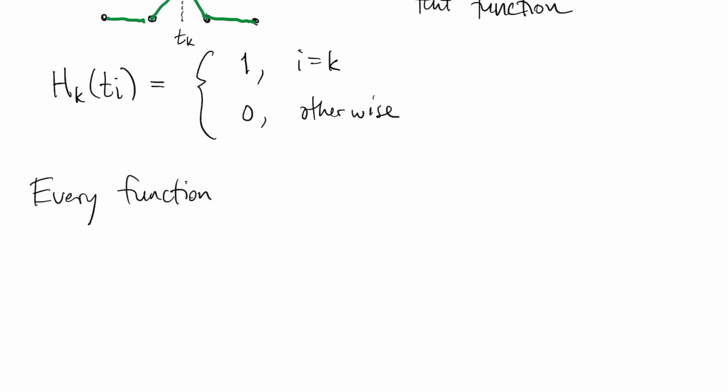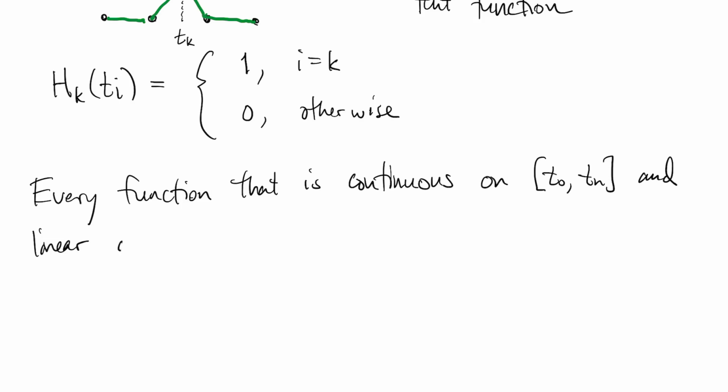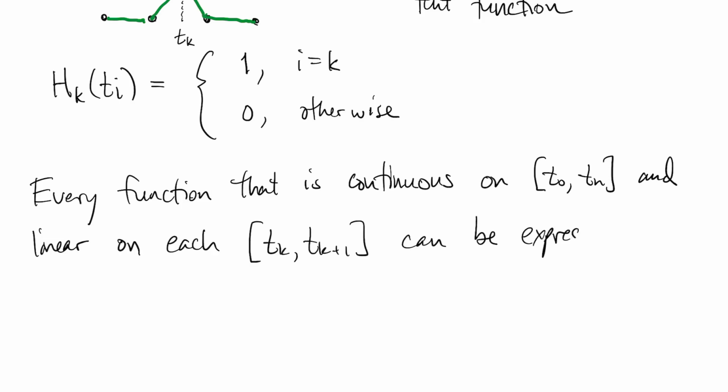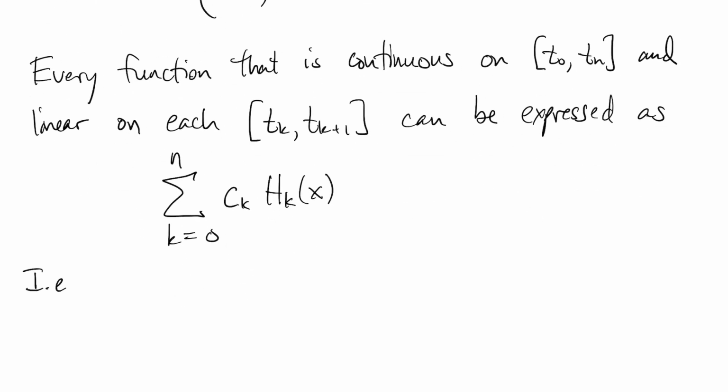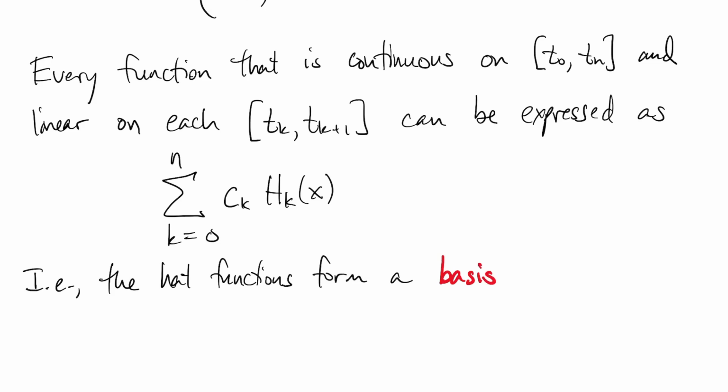It can be shown that any function that is piecewise linear and continuous over the whole interval, from t0 to tn, can be written as a linear combination of these hat functions. It also turns out that there's no way to find a smaller collection of functions that have the same property. And we say that the hat functions form a basis for piecewise linear interpolation.